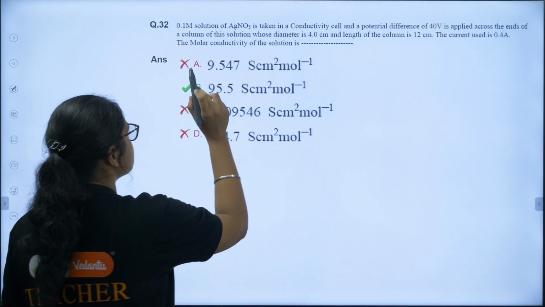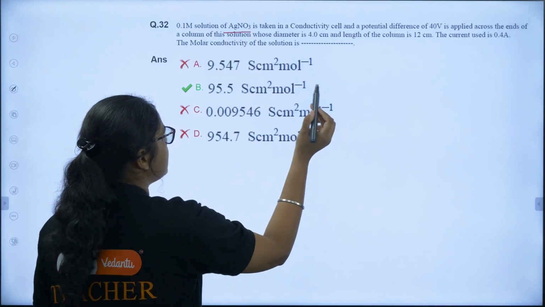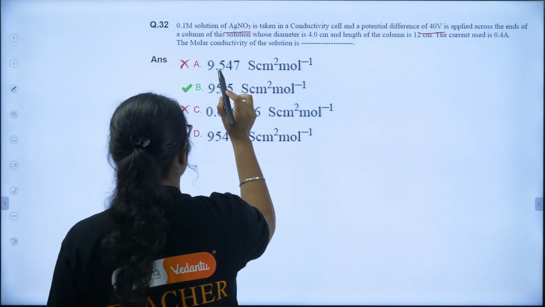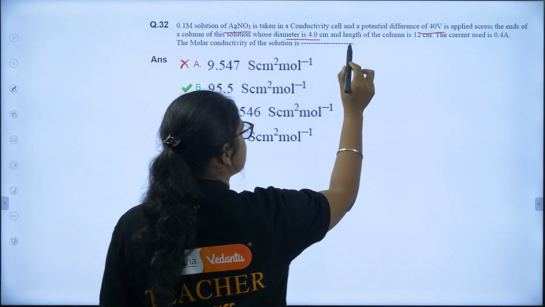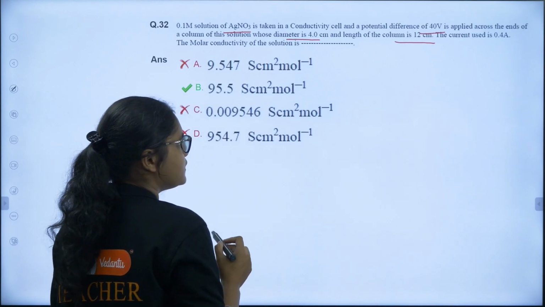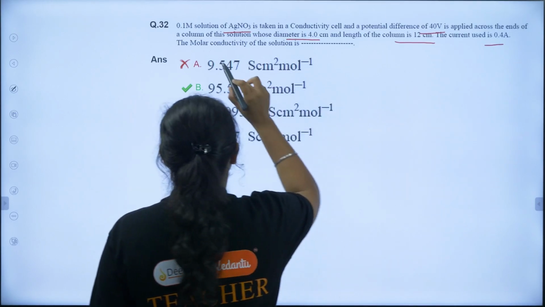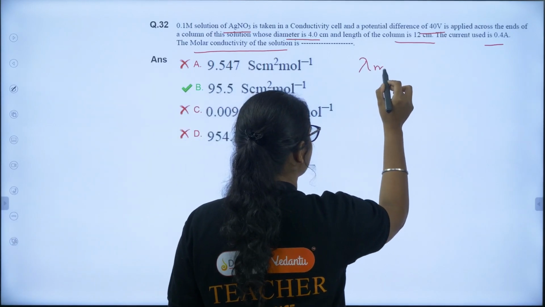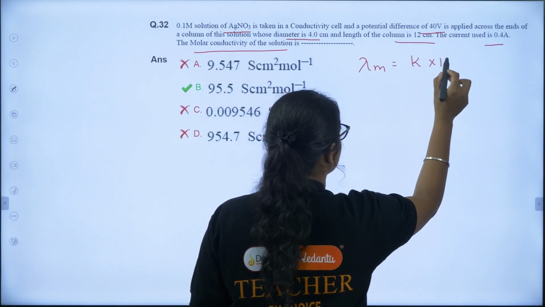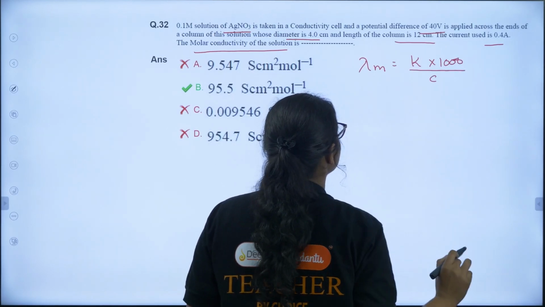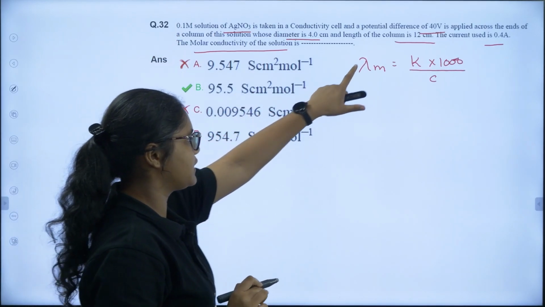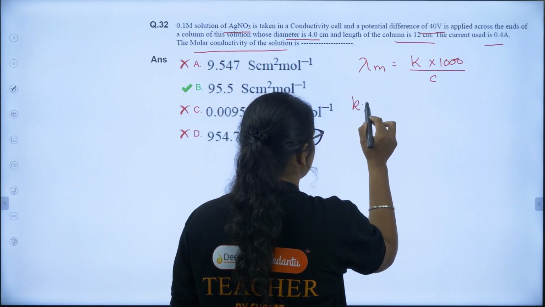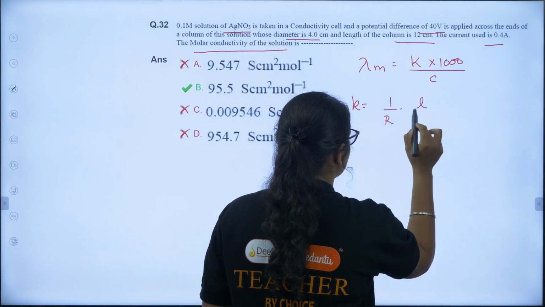Now next question. 0.1 M solution of AgNO3 is taken in a conductivity cell and a potential difference of 40 volt is applied across the ends of a column of this solution whose diameter is 4 cm and length of the column is 12 cm. The current used is 0.4 ampere. The molar conductivity of the solution is? Okay, so first of all, you have to calculate molar conductivity. The formula for that is kappa into 1000 by C, right? Concentration is given as 0.1. If we can find the kappa value, we can get the lambda m value. Now what's the formula to calculate kappa? It is 1 by R into L by A, right?